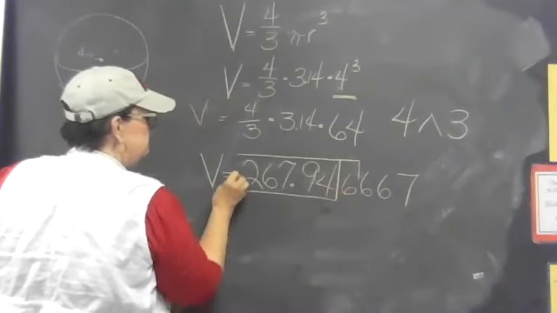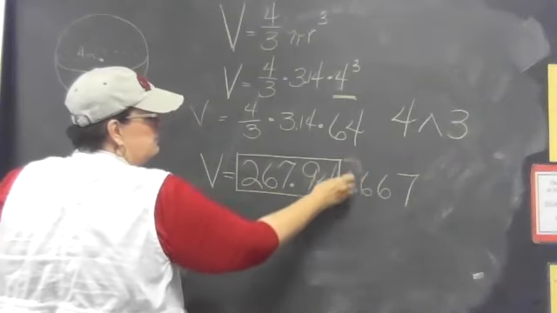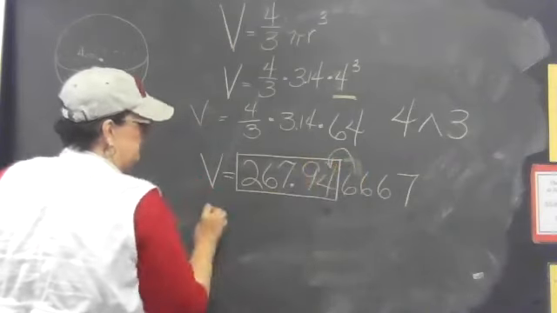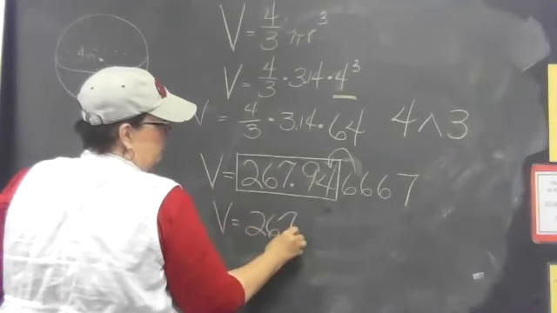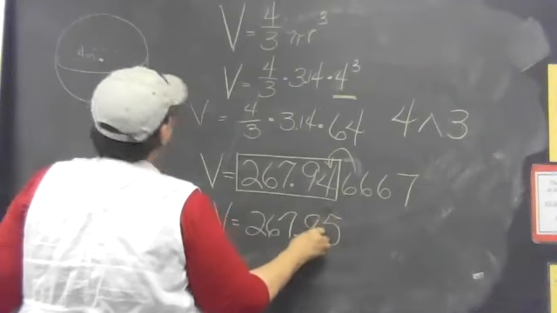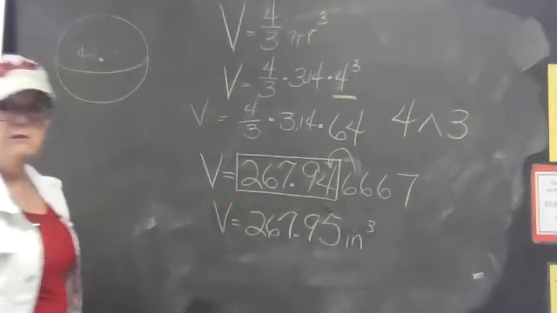2 decimal places, but we always look at the straggler. And it's above 5, so it's going to change this. The answer on your test, you're going to put 267.95 inches cubed, because we found volume.